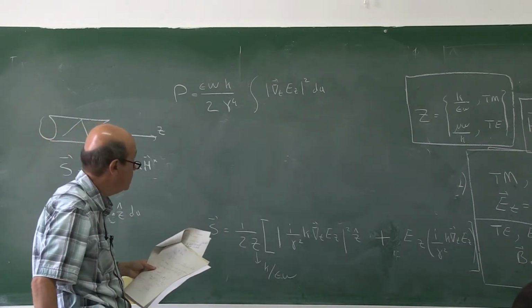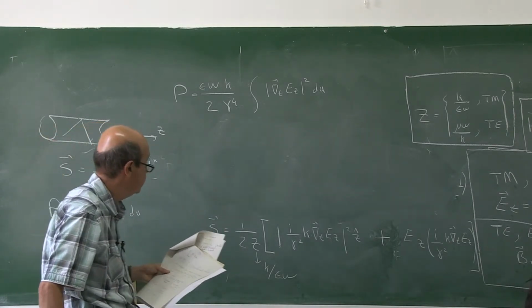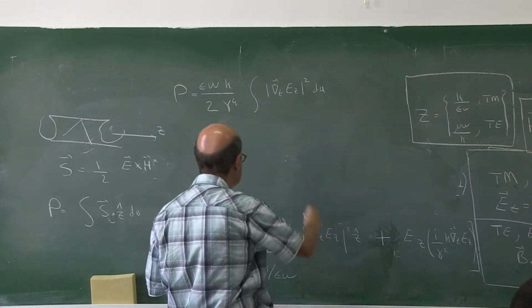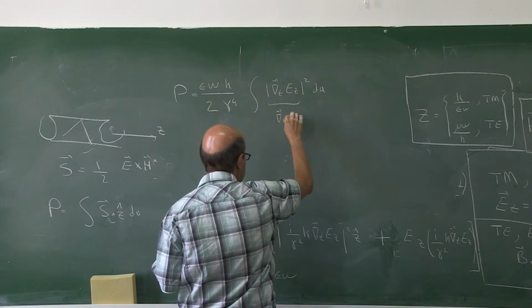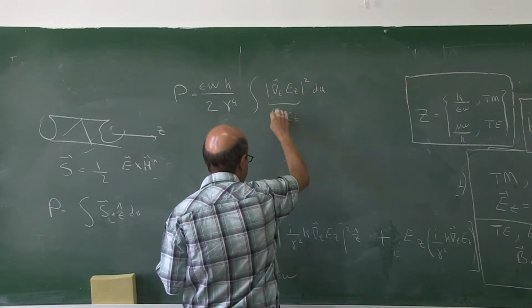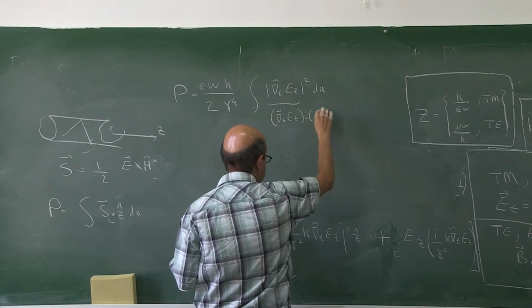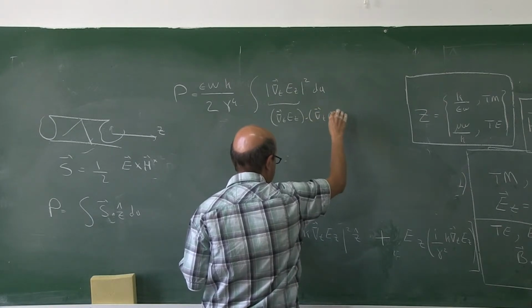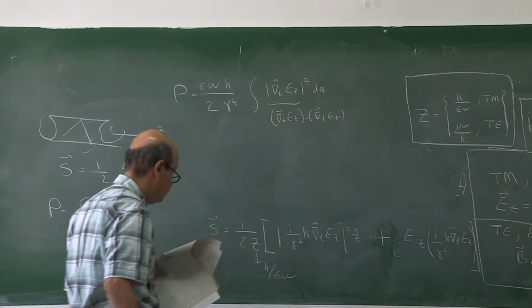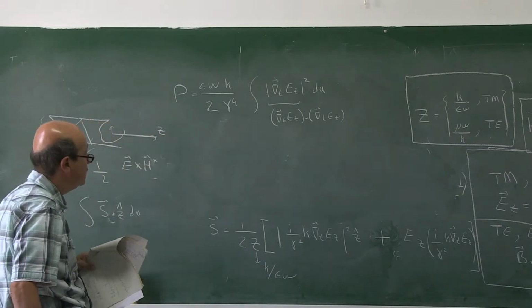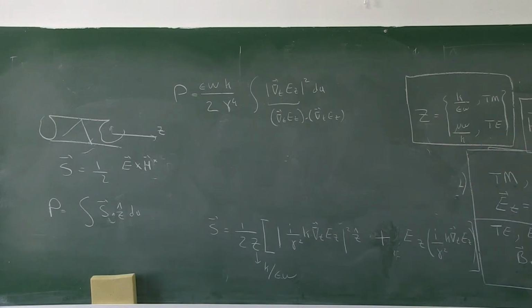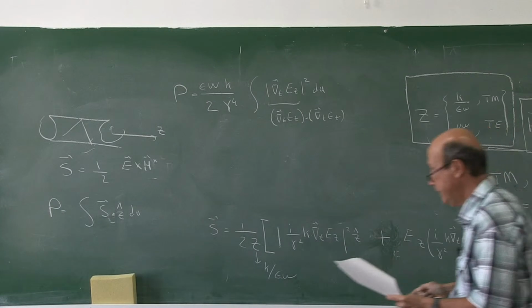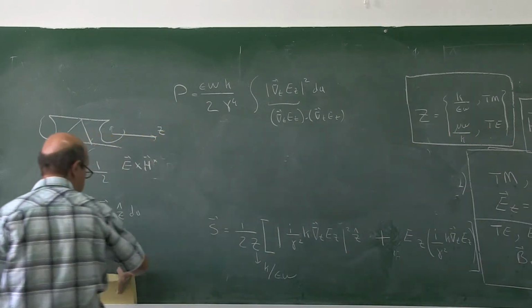So how do I integrate this? What is this actually? Gradient of the transverse dot product with the gradient of the transverse is that. So how do I integrate this? I will use what you saw in the first part, Green's identity, Green's first identity.